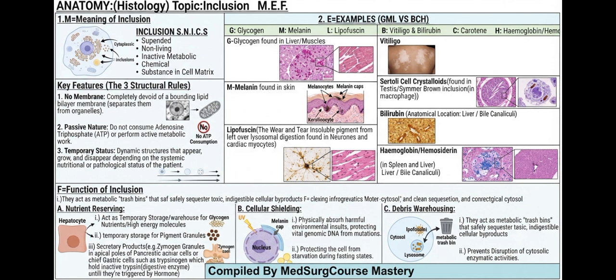So we said inclusion reserves or stores the nutrient. It does not allow them to fly out. It stores them till when they are needed if it's too much. Another thing inclusion does is it trashes debris of metabolic activity. That's what we call debris warehousing. When there is metabolic activity, the trash is stored as inclusion. Last one, cellular shielding. When there is attack on the cell, inclusion shields it.